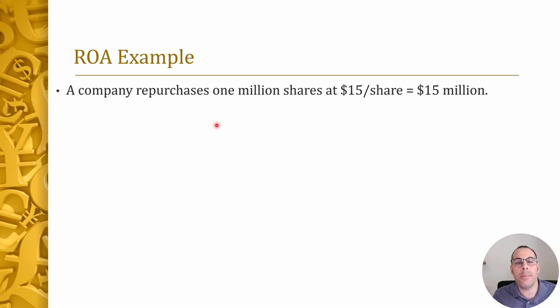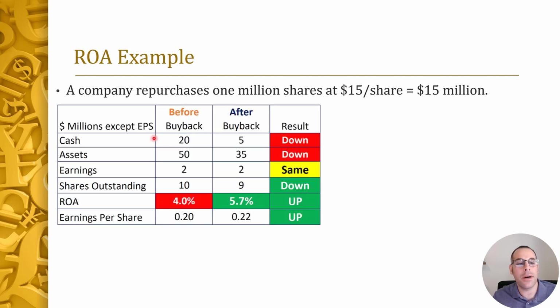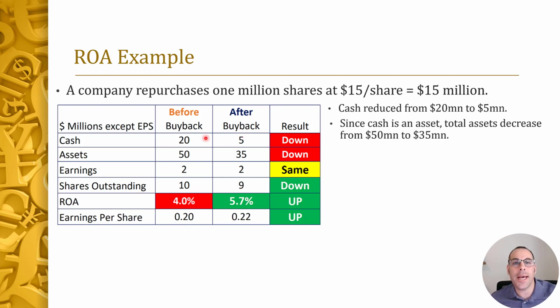Let me give you an example. It'll make more sense with actual numbers. Say a company buys back 1 million shares at $15 per share. So that's $15 million. Before the buyback, they have $20 million in cash. After the buyback, they have $5 million because they have to use cash to buy back the shares. Since cash is an asset, assets also decline $15 million. They were $50 million. After the buyback, they have $35 million.